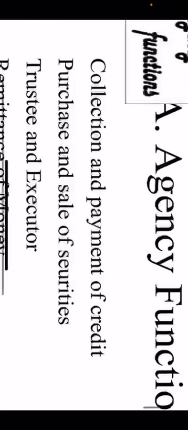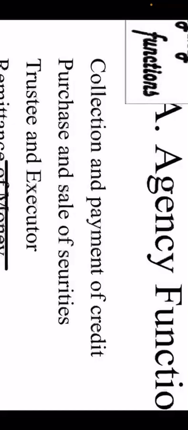The second agency function is purchase and sale of securities. Securities means different shares, stocks, bonds, or debentures. Again, this work is done on behalf of the customer. When we say customer of a bank, it means the account holder of the bank. Here the banker is acting as an agent, as a broker.